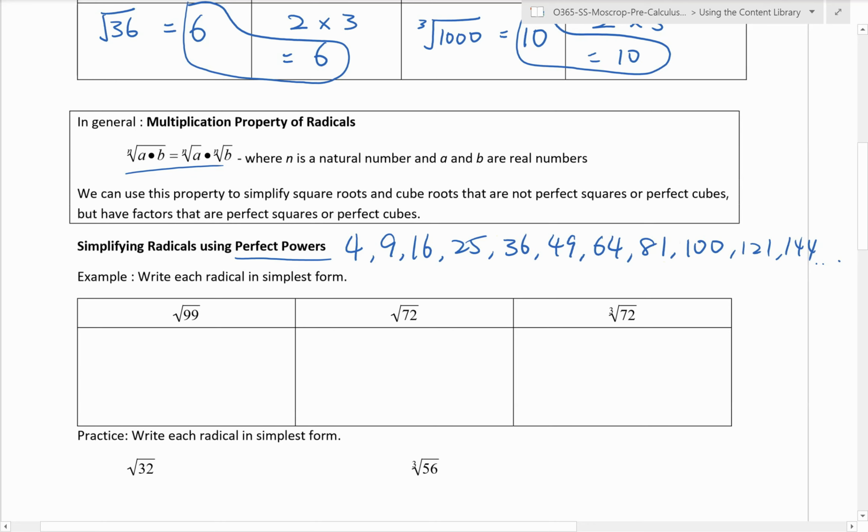So what we're going to do is look at this number. This is what we call a radicand. Maybe I should do a quick definition just in case you have not heard of it before.